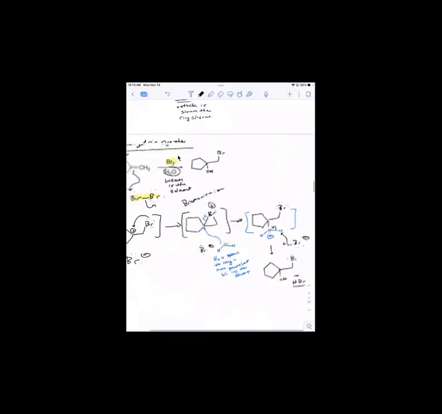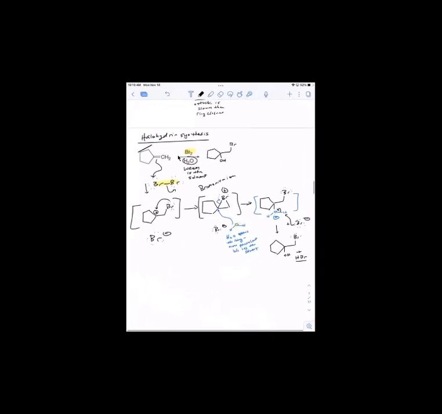Right. Any questions about that mechanism? Again, the first step is just like halogenation. The only difference is how the ring gets opened up. And so in this case, the ring is opened by water instead of that other bromine. Any questions about that?